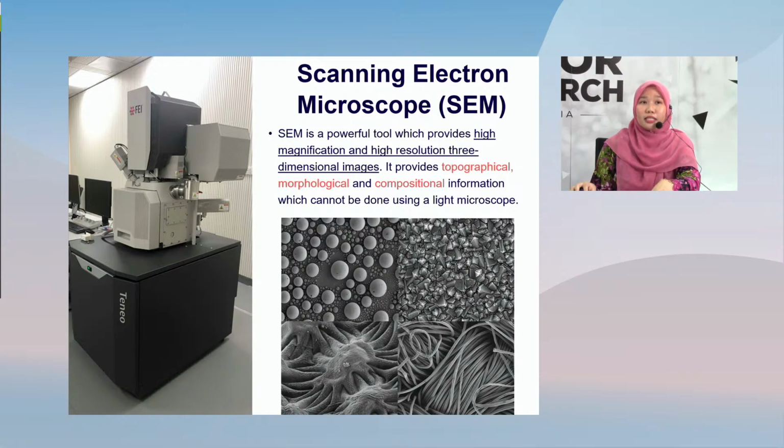Okay, then next is the second electron microscope, which is the scanning electron microscope, SEM. SEM is a powerful tool which provides high magnification and high resolution three-dimensional images. It provides us topographical, morphological, and also compositional information which cannot be obtained with a light microscope.